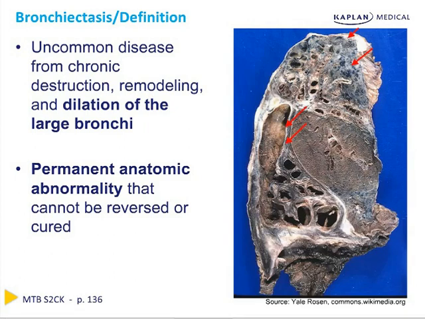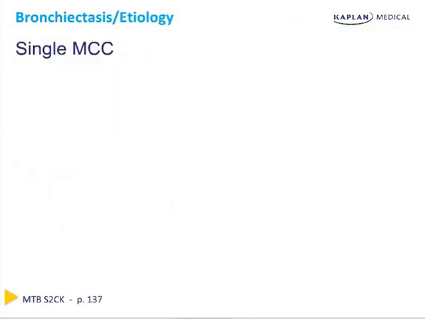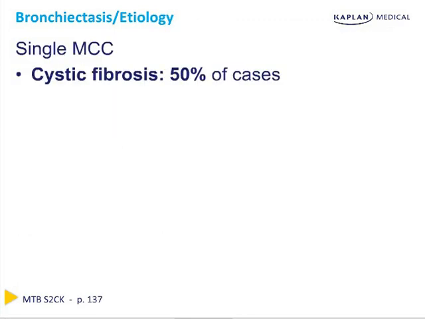This is a picture of a diseased lung with bronchiectasis. As you can see, the large airways are extremely dilated. Again, this is a result of chronic destruction and remodeling of these airways into larger and less effective bronchi. By far, the most common cause of bronchiectasis is cystic fibrosis, which represents 50% of cases of bronchiectasis.